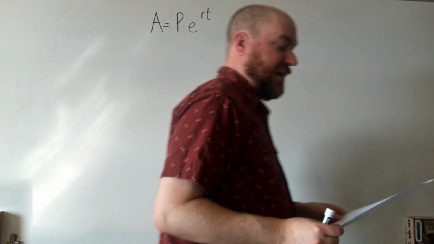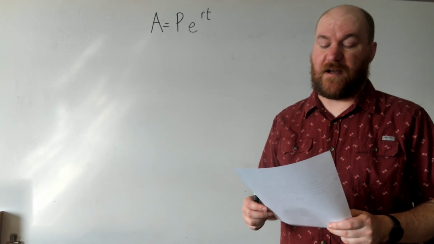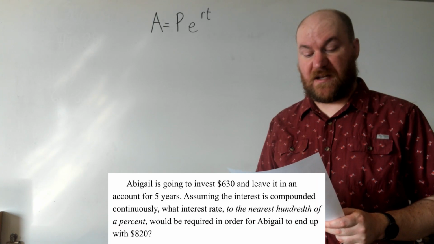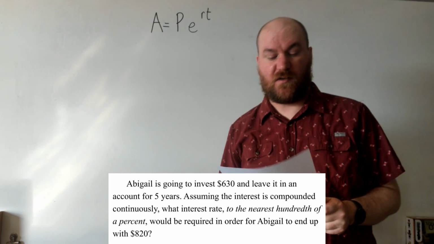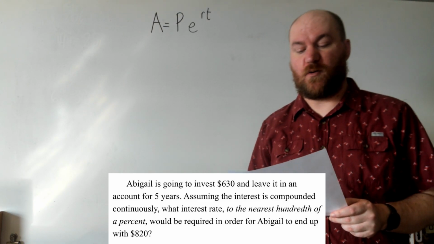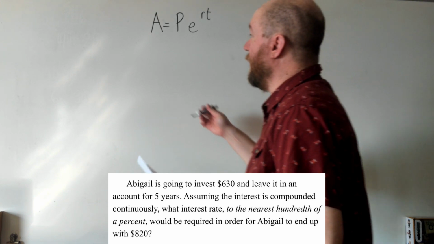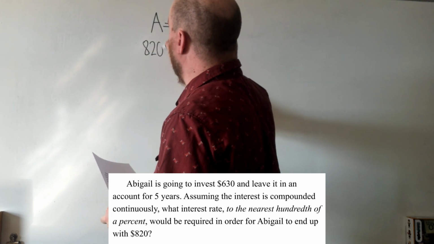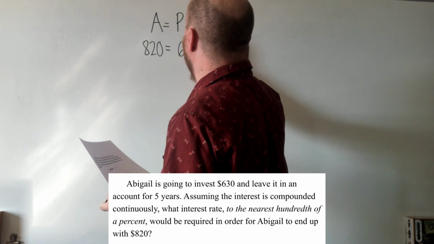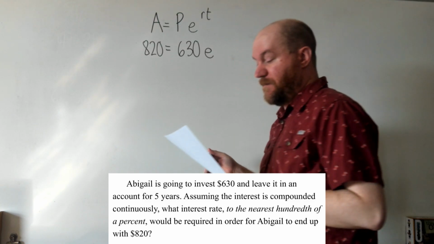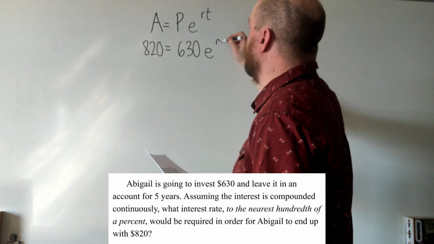All right, last question. Abigail is going to invest $630 and leave it in an account for 5 years. Assuming the interest is compounded continuously, what interest rate to the nearest 100th of a percent would be required in order for Abigail to end up with $820? So they want to end up with $820. They did tell us she started with $630. E is going to stay as an E. Our time is 5 years, but we don't know our rate in this question.